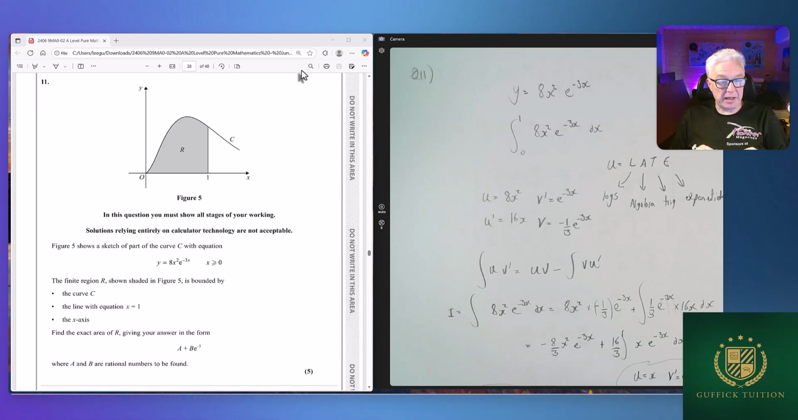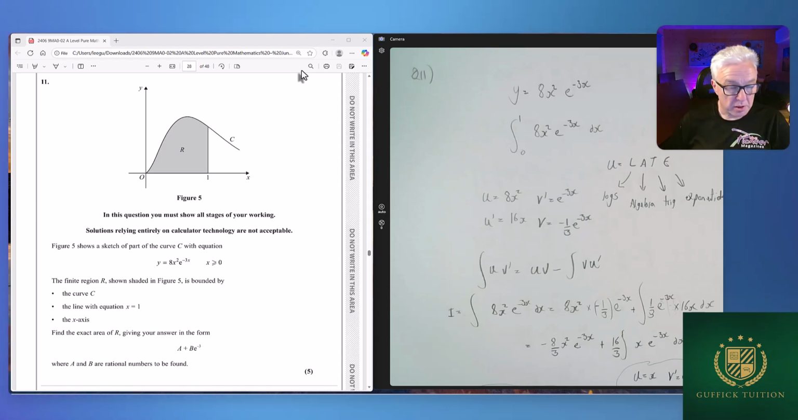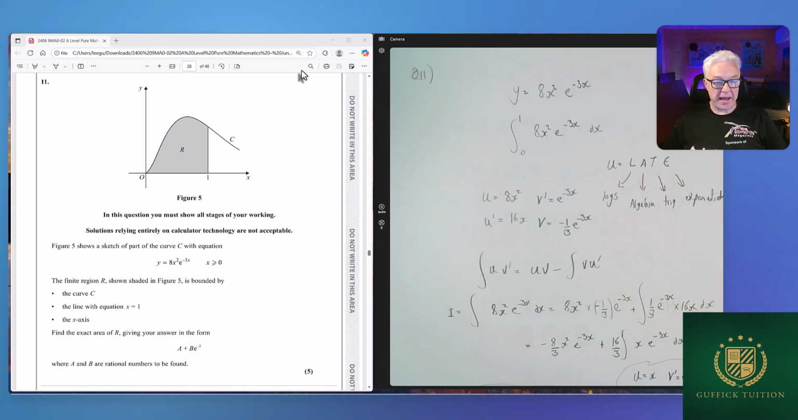Hi everyone, we're on question 11 now. It says figure 5 shows the sketch of part of a curve C with the equation y equals 8x squared e to the minus 3x, where x is greater than or equal to 0. The finite region R shown shaded in figure 5 is bounded by the curve, the line with equation x equals 1, and the x-axis. Find the exact area of R, giving your answer in the form a plus b e to the minus 3, where a and b are constants to be found. 5 marks.